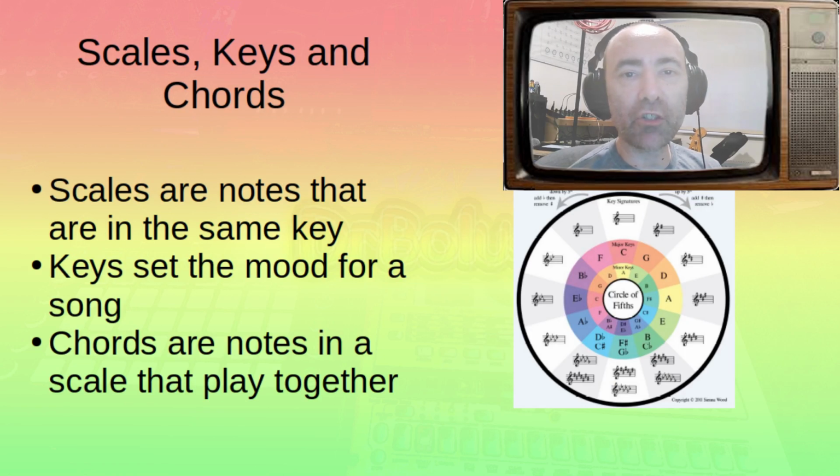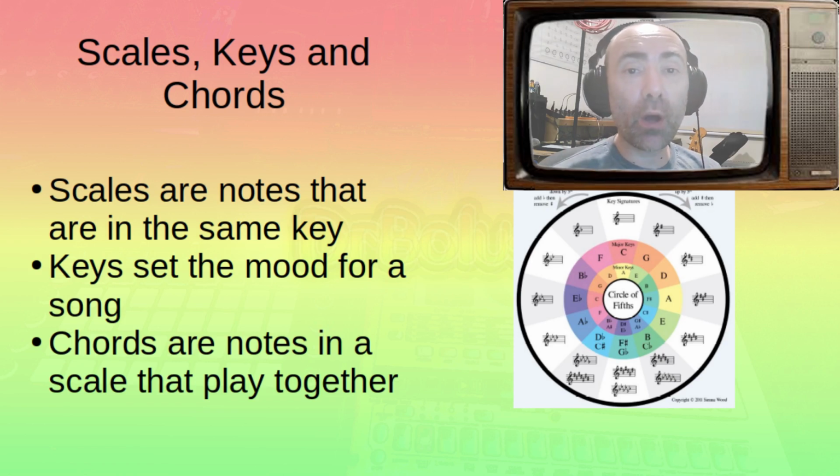The music theory is just going to be about scales, keys and chords. And very, very simply, scales are groups of notes that are collected together and are in the same key. And a key is something that sets the mood for a song. So you've heard about major keys and minor keys. Major keys being a bit happy, minor keys being a bit more melancholic. There's more to it than that, but basically keys are what allow you to create the emotion in music.